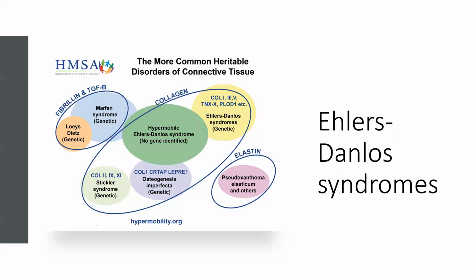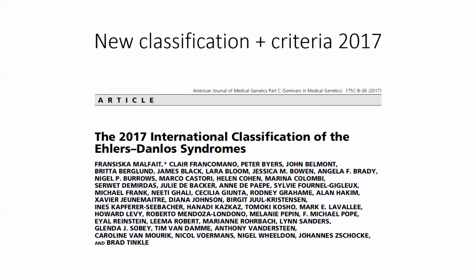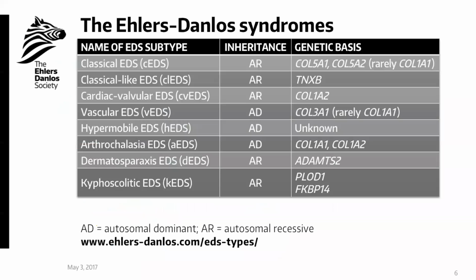So a few words on the Ehlers-Danlos syndrome. I'm not going to discuss all these other ones, the Marfan syndrome, Loeys-Dietz, and pseudoxanthoma elasticum disorders, or Stickler disorders and osteogenesis imperfecta, just to take note of them. But for hematologists, we need to know a little bit about Ehlers-Danlos syndromes. So in 2017, a new classification and criteria was proposed for the Ehlers-Danlos syndromes by the International Working Group. And there are now 13 subtypes.